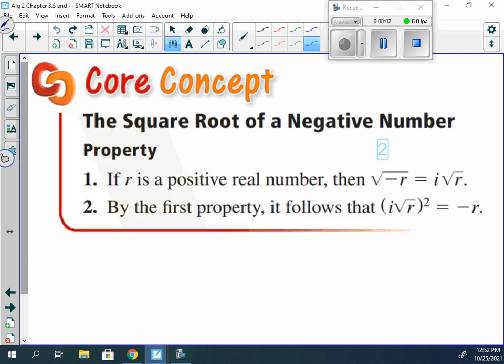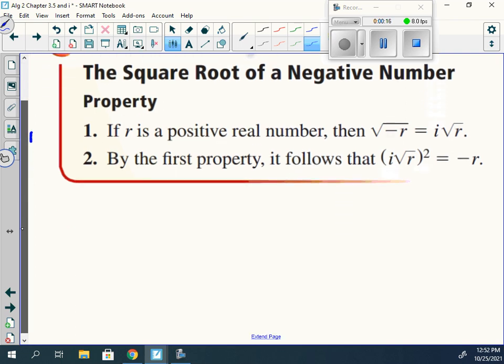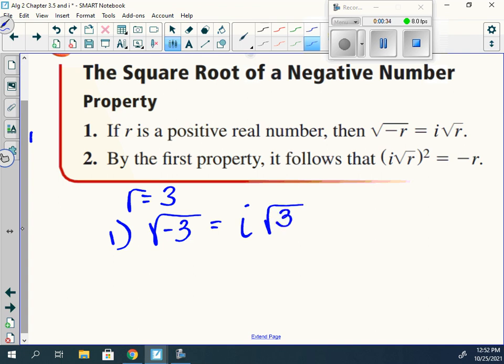All right, guys, so what we're looking at today, we're starting off with this here. We'll talk about it more and not do too much with it: the square root of a negative number property. So if r is a positive real number, then the square root of negative r is i square root of r. Well, if we say r is 3, according to the first part, the square root of negative 3, the negative would come out as i, and we would have the square root of 3.